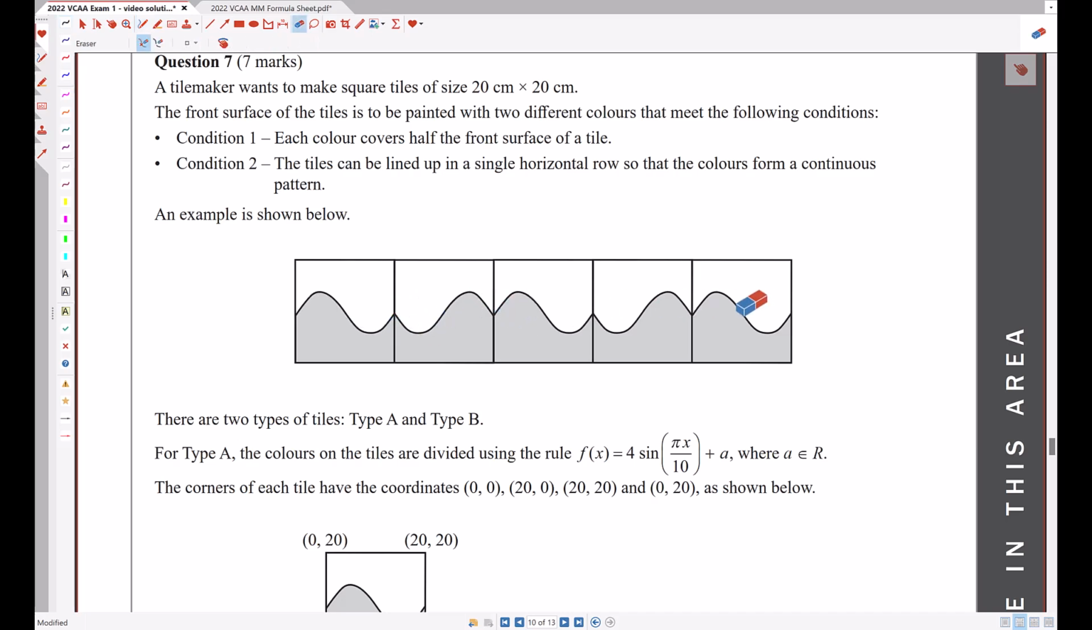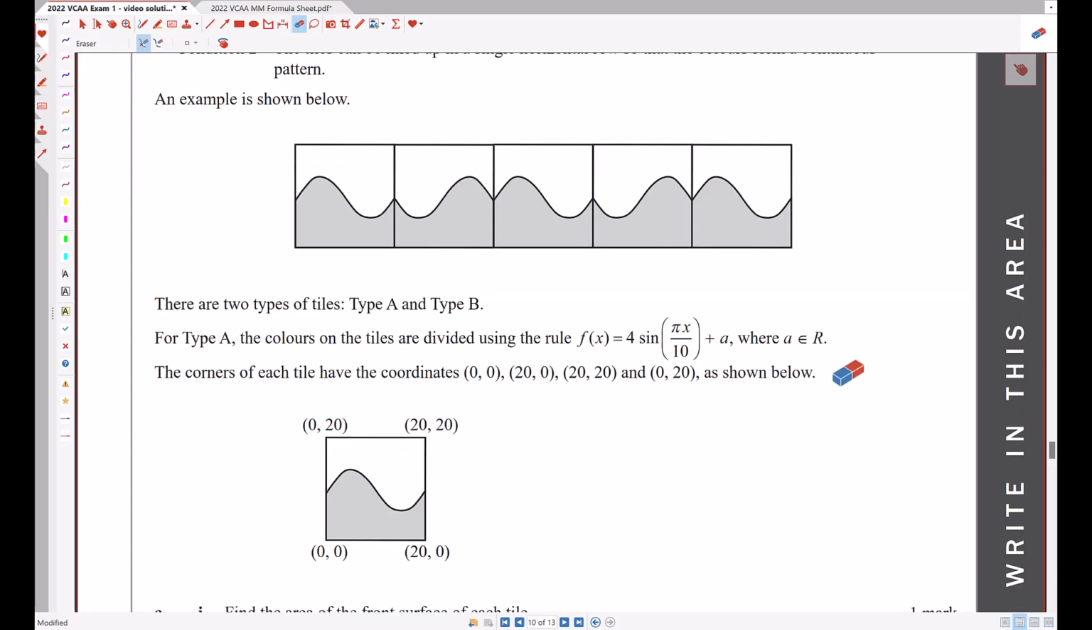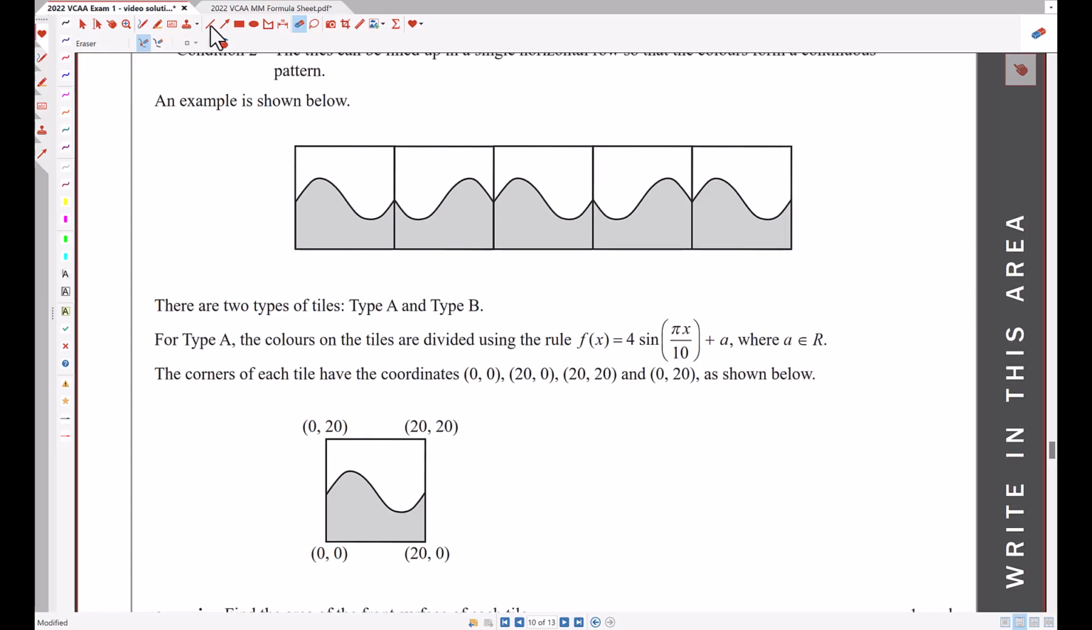Okay, so let's see what it tells us. For type A, so type A looks like it is like the first one. This one is a type A. Okay. This one's a type A and this one's a type A.